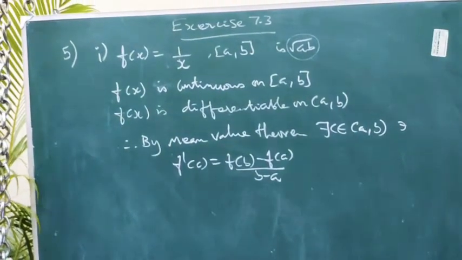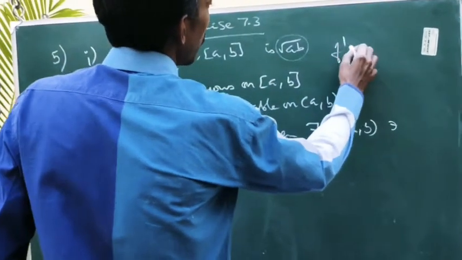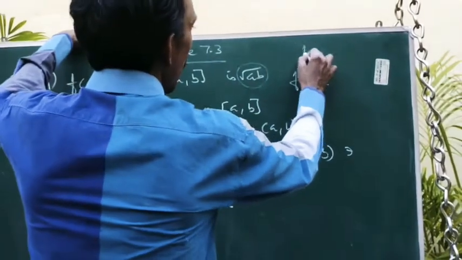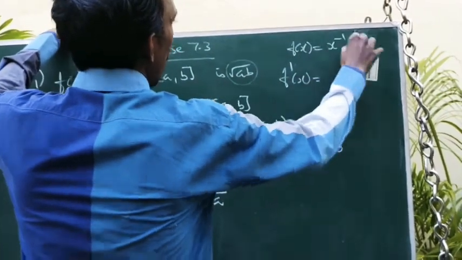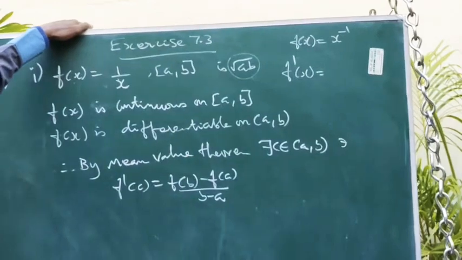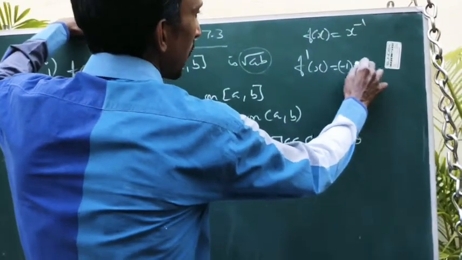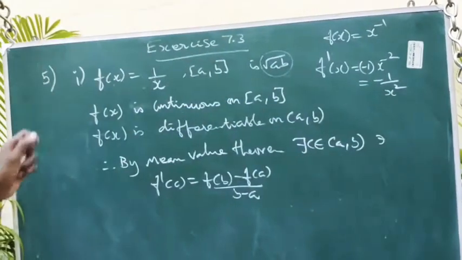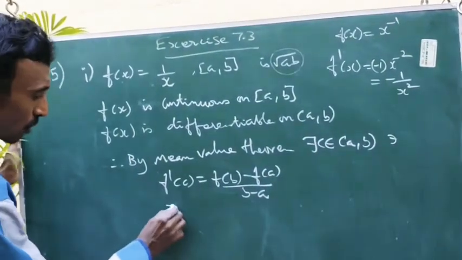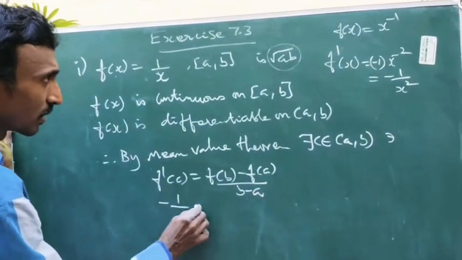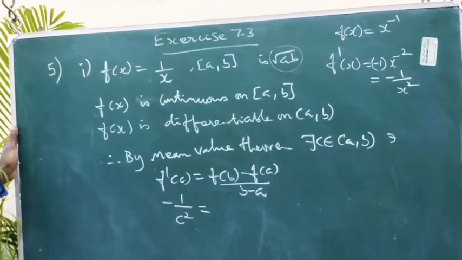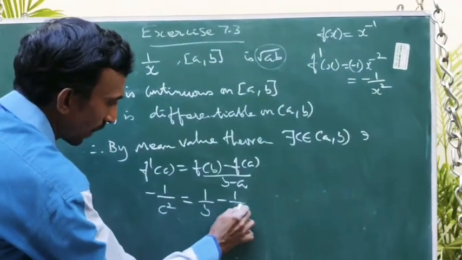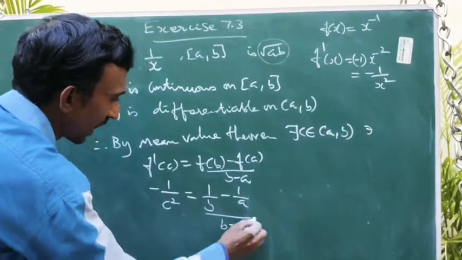Okay. So what is the derivative? First derivative. So f of x can be written as x power minus 1. So n into x power n minus 1 formula, so minus 1 into x power minus 2. It can be written as minus 1 by x square. That is the first derivative. So use it here. So minus 1 by c square equal to f of b, means put x equal to b, so 1 by b minus 1 by a, by b minus a.